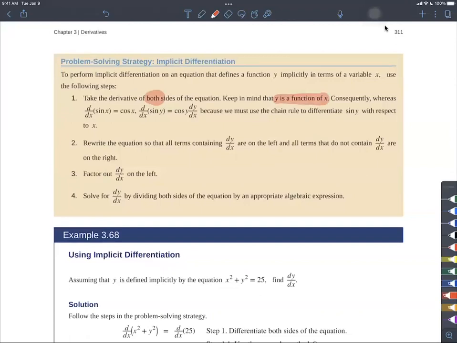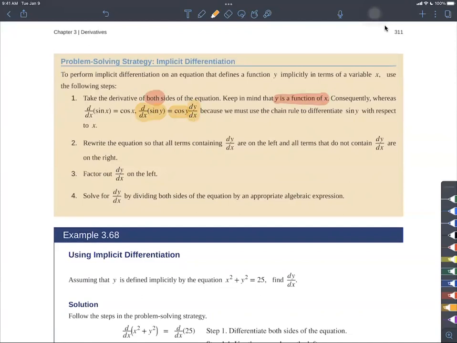Consequently, whereas d/dx of sine x is equal to cosine x, we need to keep in mind that d/dy of sine y is going to be the cosine of y. But then, using the chain rule, since y is the argument of sine and y is a function of x, we have a function inside of a function. So we need to use the chain rule and multiply by the inner function. The inner function is y, and the derivative of y we will write with the notation dy/dx, because we must use the chain rule to differentiate sine y with respect to x.